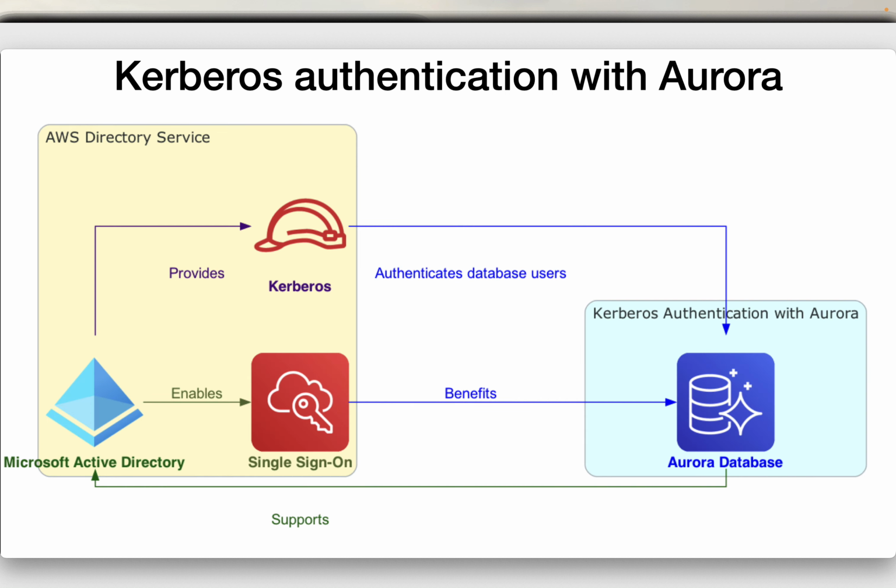Kerberos authentication with Aurora. By using Kerberos authentication with Aurora, you can support external authentication of database users using Kerberos and Microsoft Active Directory. Using Kerberos and Active Directory provides the benefits of single sign-on and centralized authentication of database users. Kerberos and Active Directory are available with AWS Directory Service for Microsoft Active Directory, a feature of AWS Directory Service.